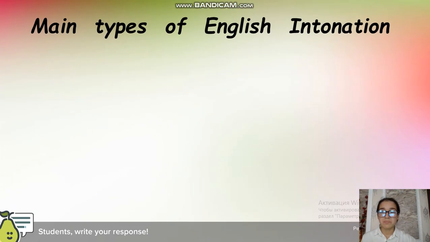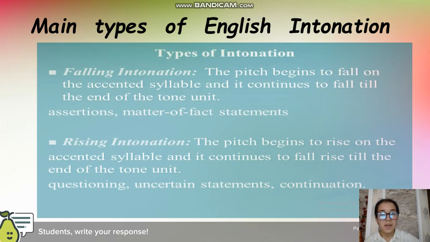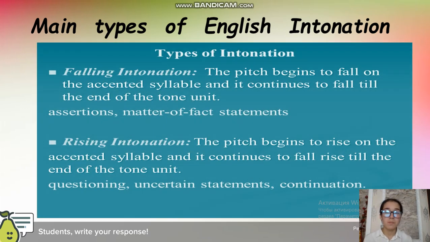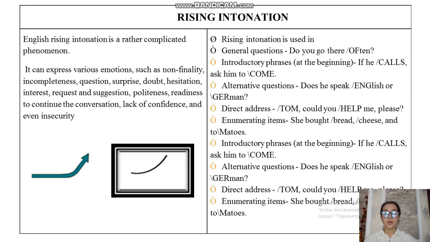So, okay, main types of English intonation. What do you think? What do you know about the types of intonation in English? How many types of English intonation do you know? Excellent, yes. There are 2 main types of intonation in English, falling and rising intonation. Now let's talk about them.